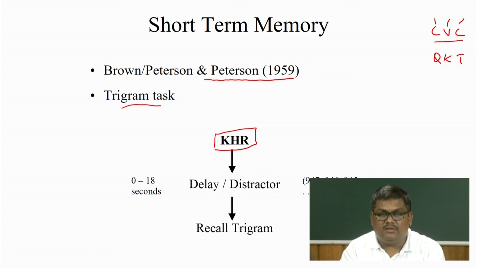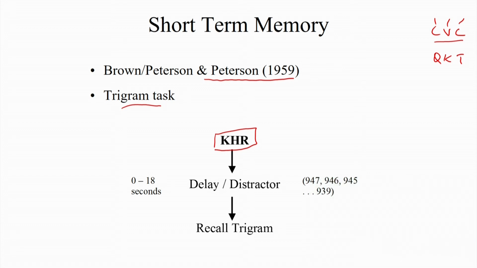So, in this particular experiment, people were shown this kind of trigram, and after they were shown the trigram, they were asked to commit it to memory. Later on, they were told to count back from 1000 in threes.